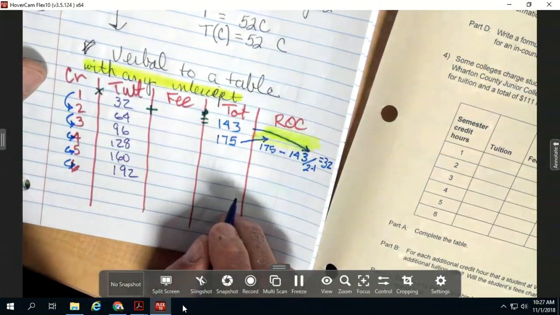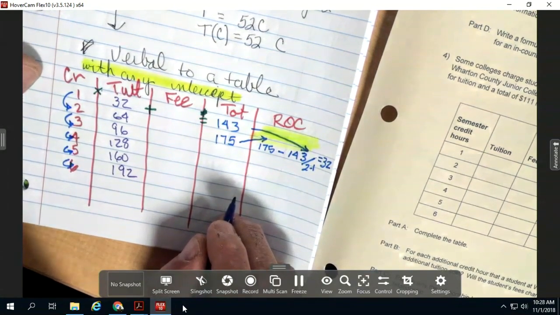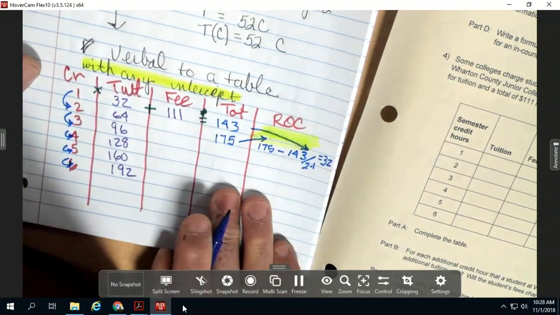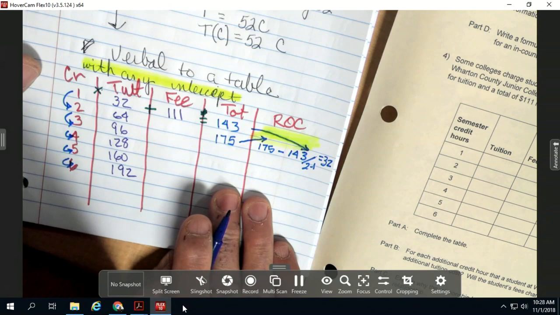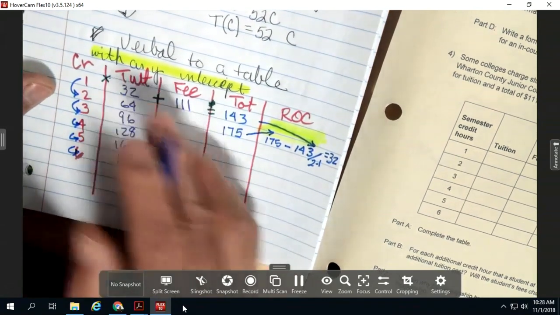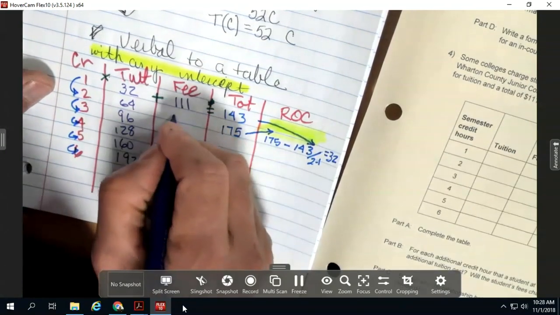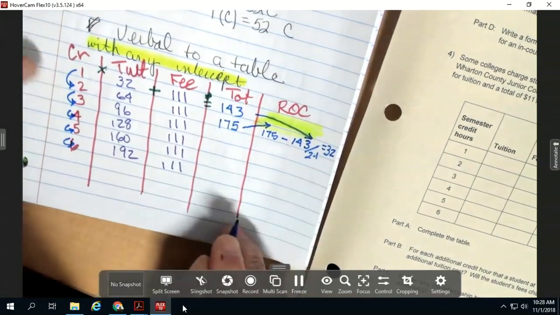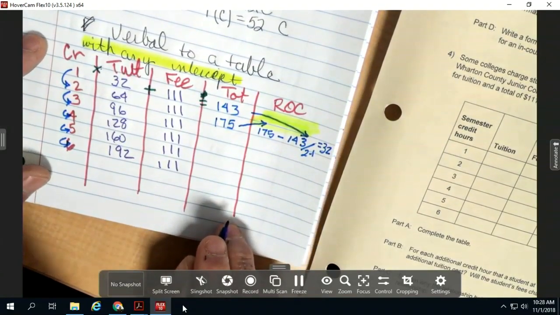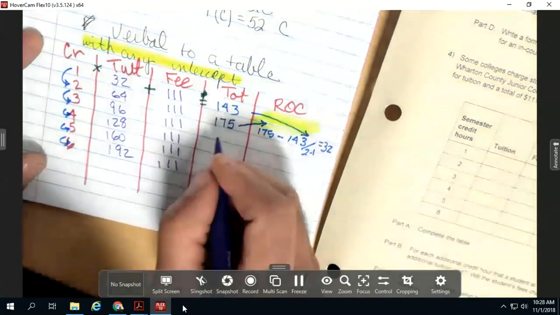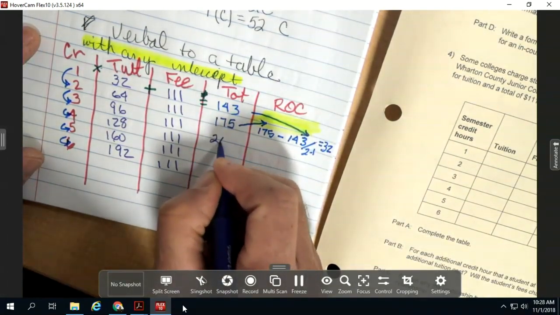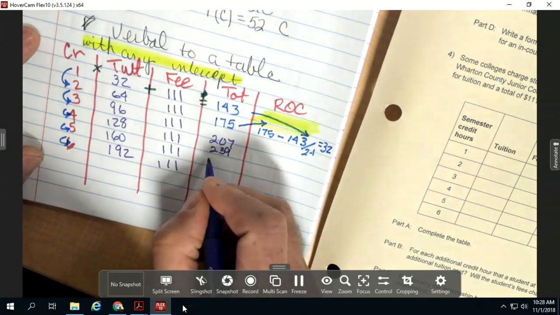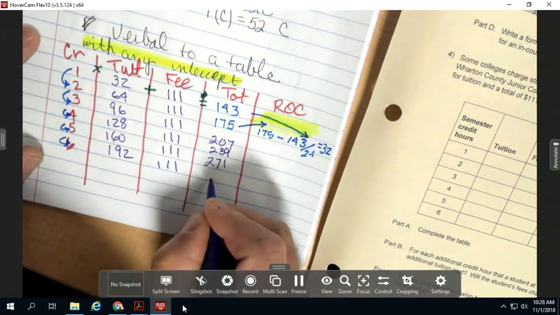But here's the question that somebody was asking: when we add on the $111, do we just add it on the first time? No. Everybody pays $111, whether they take 1 credit or 2 credits or 3 credits. Everybody adds on the $111. So their total comes out to be $143, $175, $207, $239, $271, and $303.